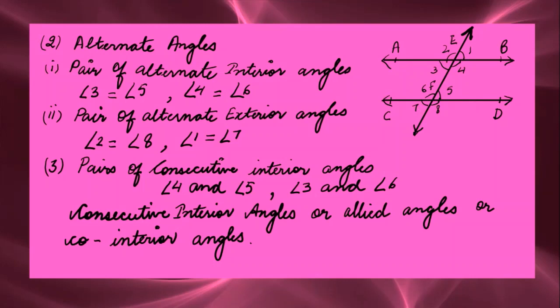After that, we have pairs of consecutive interior angles. First of all, you should know which are the interior angles. You can see 3, 4, 5, 6. These are your interior angles. Consecutive pairs are 3 and 6, and 4 and 5. These are consecutive interior angles, also known as allied angles or co-interior angles. So don't be confused, they can be called allied angles or co-interior angles also.